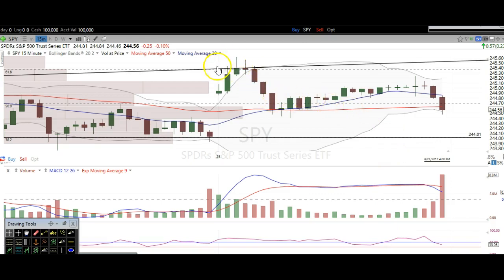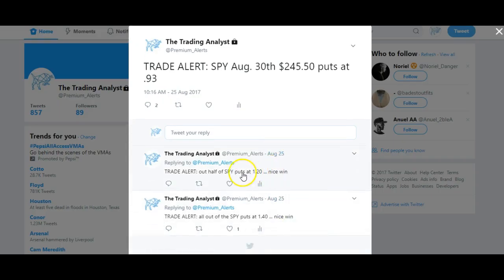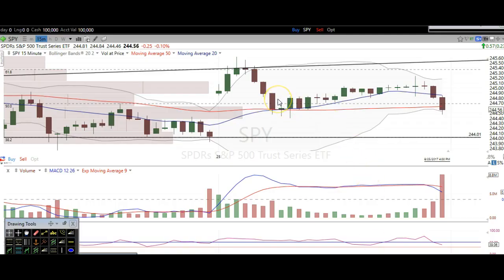So we got the puts here, and our first target was the low of the day. We wanted to get the low of the day tagged, and we ended up getting that tag here. We alerted the puts here, and we sold half right here at the tag of the low of the day, and you can see right there out of the puts at 120. So that was about a 30% win approximately on that half sell. Nice little gain there for us.